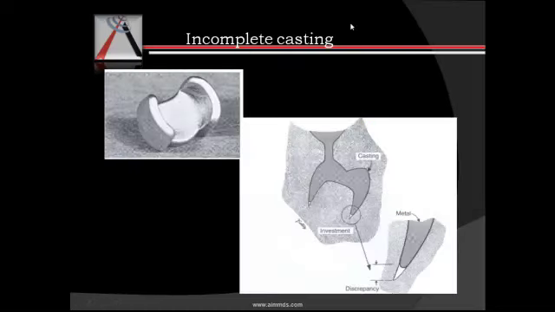Now, after the porosity, lastly we come to the incomplete casting. So, if for some reason our metal is not able to flow into these tiny sharp edges, it results in incomplete casting. This may be because of inadequate pressure, or it may be because of incomplete wax elimination. And this incomplete casting will result in rounded corners and loss of the surface details. And to prevent that, of course, we have to use an adequate casting pressure and proper wax elimination technique, that will help in preventing the incomplete casting.